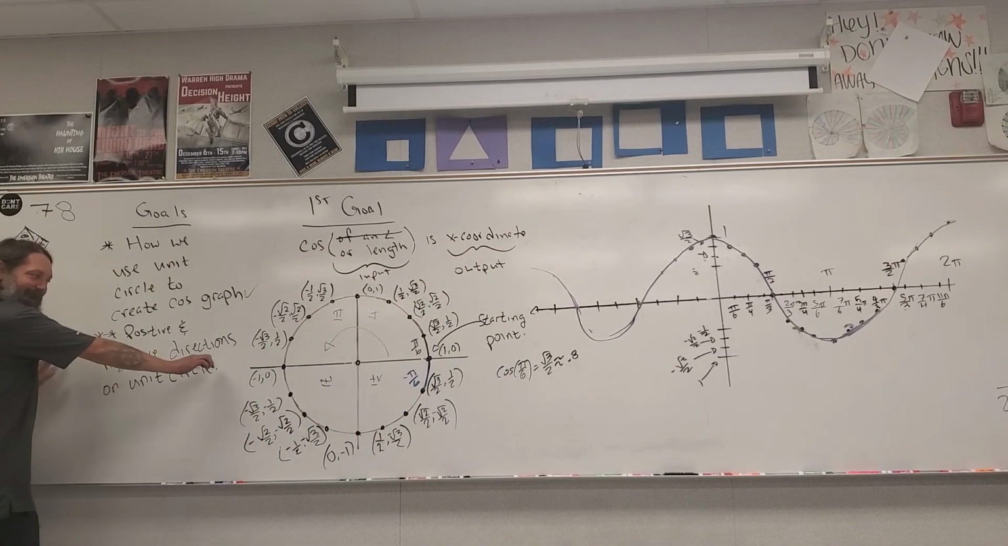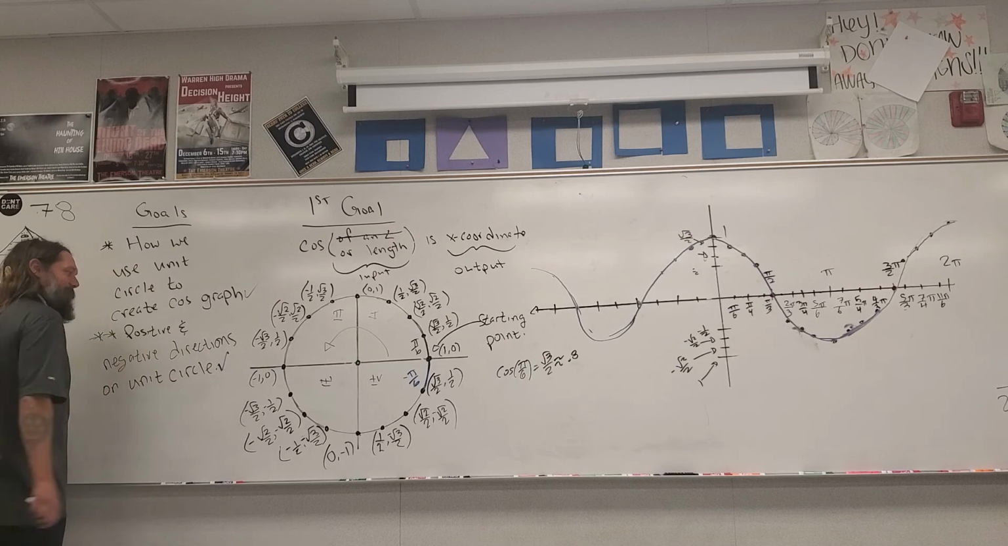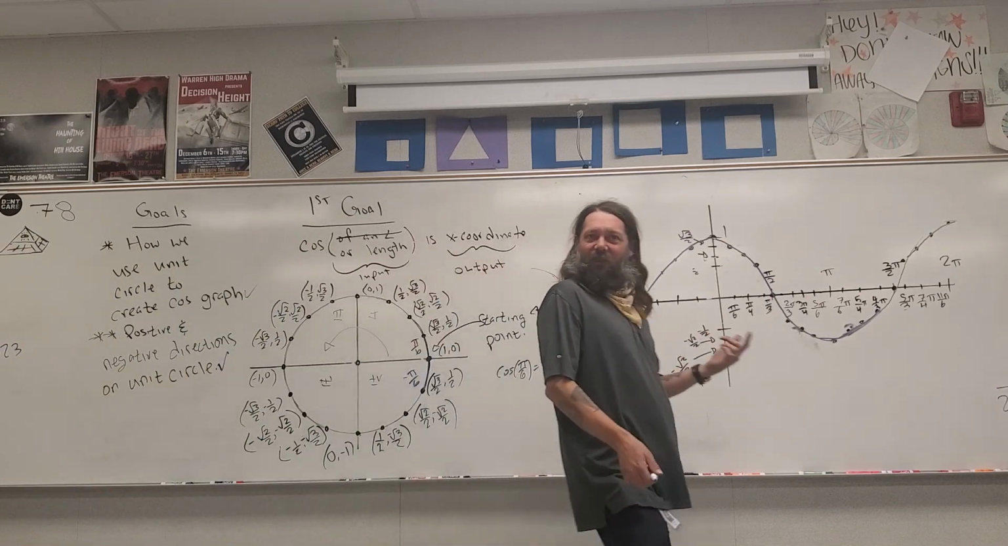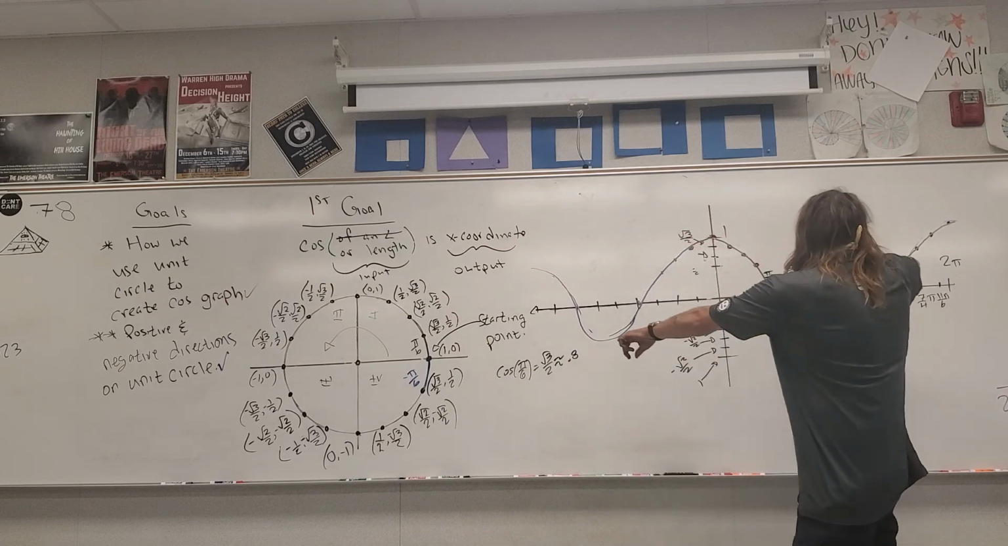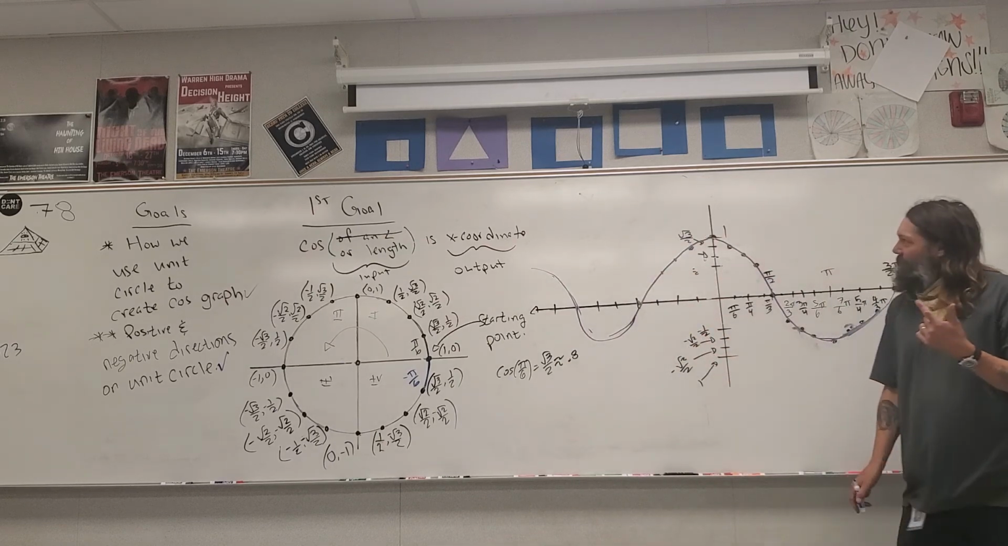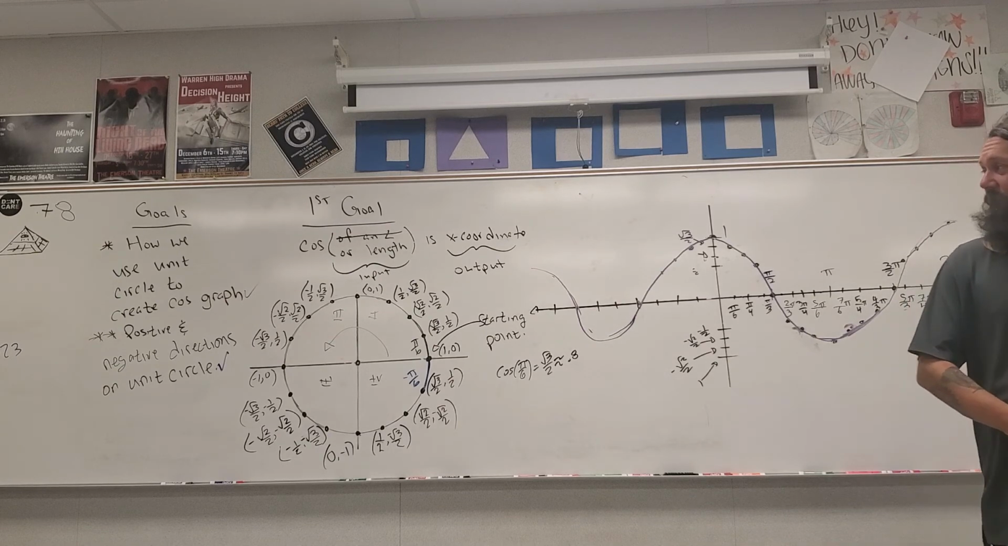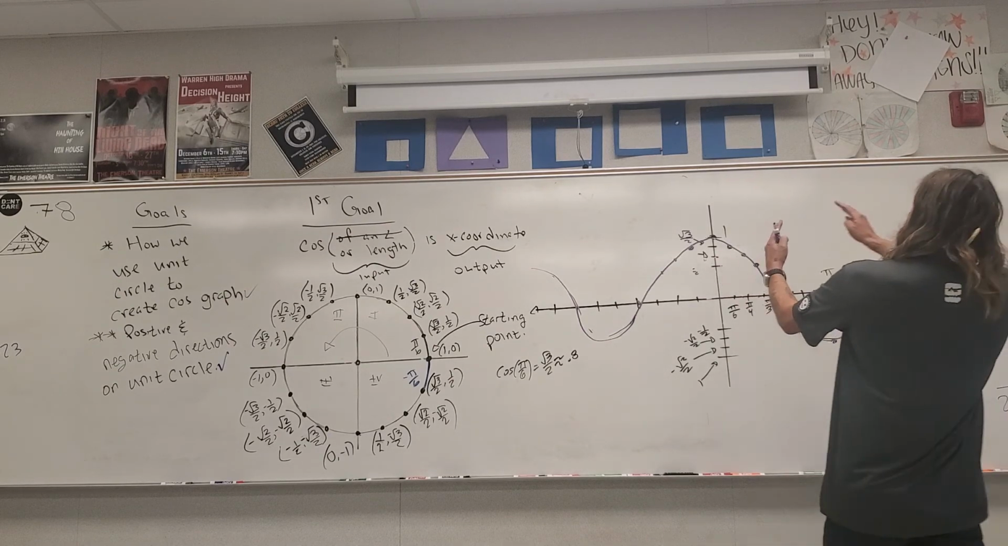But again, I just wanted to briefly talk about positive and negative directions. Now, remember, if functions go the same distance left and right, and you have the same height, it's called an even function. So this cosine function is in fact an even function because it's a mirror image on the y-axis, right?